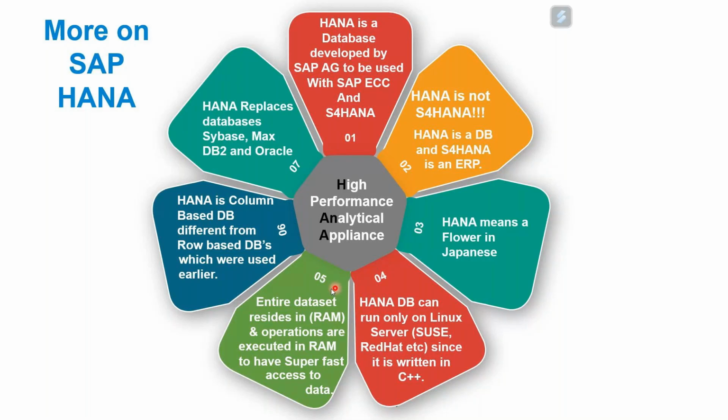The entire data set resides in RAM, and operations are executed in RAM. So if all your data resides in the RAM, all your data is in the memory, and operations, which are any queries, any questions, any report, are run from the RAM to get super fast access to data. And that is why you basically have HANA. Otherwise, if there's no speed, what's the point of having HANA?